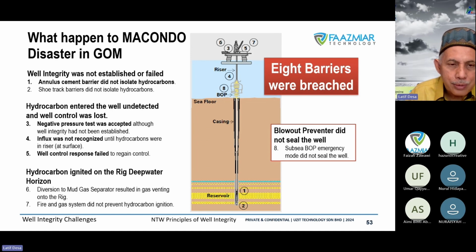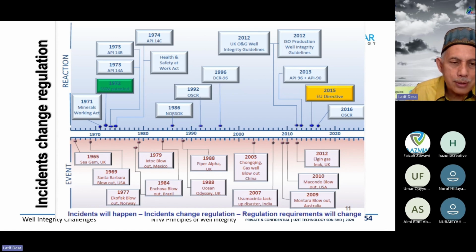Okay. So this is more or less the study of the 8 barriers being breached, one after another failure, then they have a blowout. Okay. And then of course, like normal, when we start from 1970, whatever accidents that happened will create a requirement, like what is the reaction, a new policy will come in, and after that another new policy. So the latest with Mokondo, a new policy will come in for us to strengthen the well integrity of our planning and our execution and, of course, our monitoring.